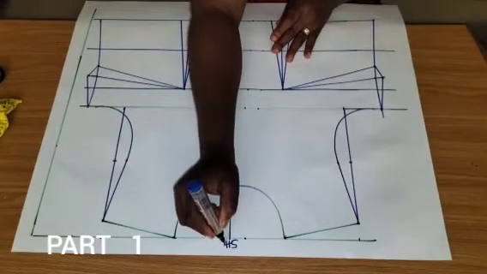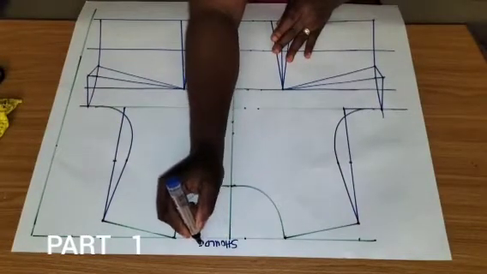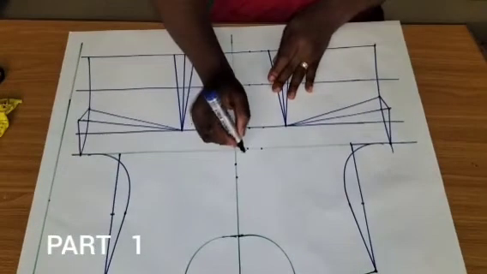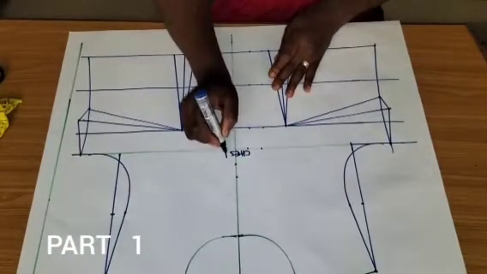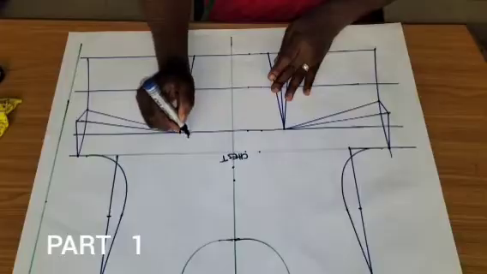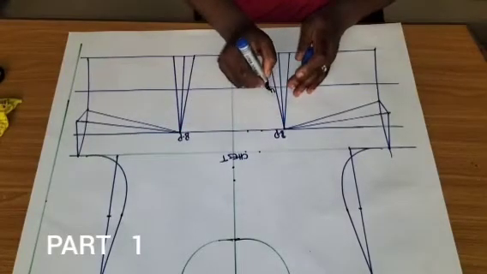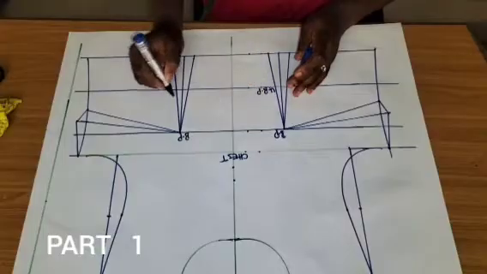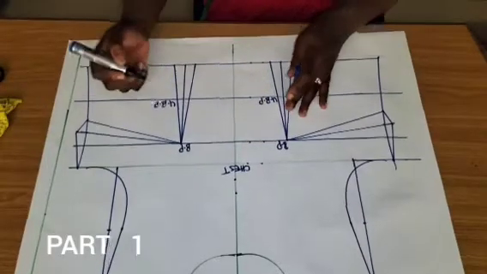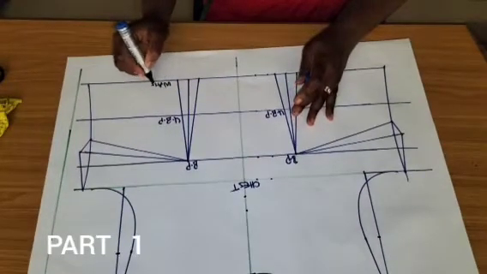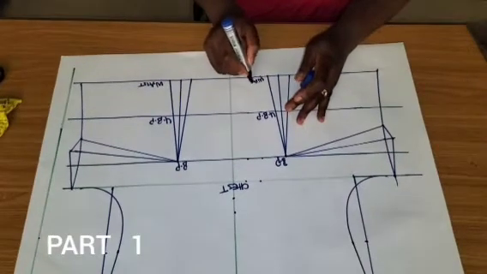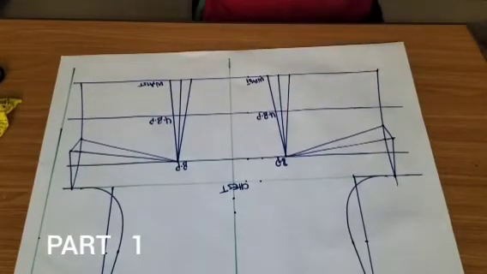I have the starting point, which is the shoulder line. I have my chest line. I have the bust point line. I have the under bust points, and finally we have our waist line. Okay, so this is asymmetric, and we want to start this drafting right away.